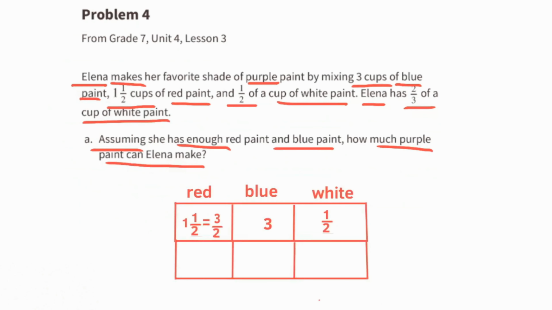The information tells us for Elena to make her favorite shade of purple paint, she needs 1½ cups of red, 3 cups of blue, and ½ cup of white. But it also tells us she has some extra white. She has 2/3 of a cup of white. If she made her normal batch of purple paint, she would make a total of 5 cups of purple paint. But if she were to increase the amount of paint that she uses to make the same shade of purple paint, how much paint would she make?